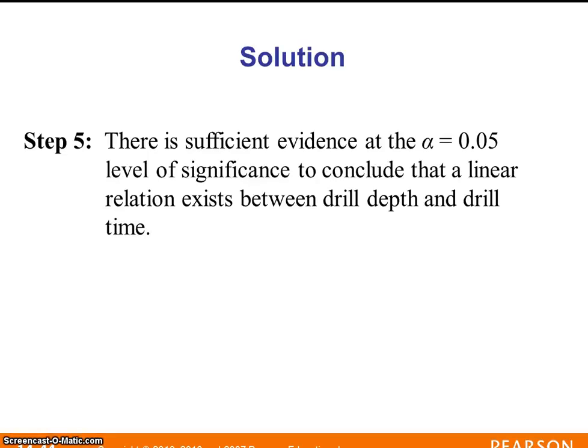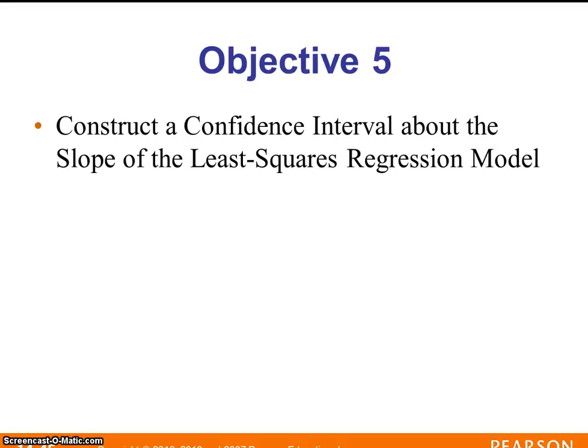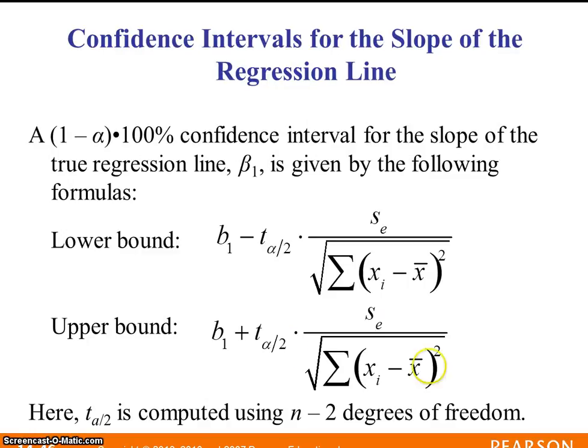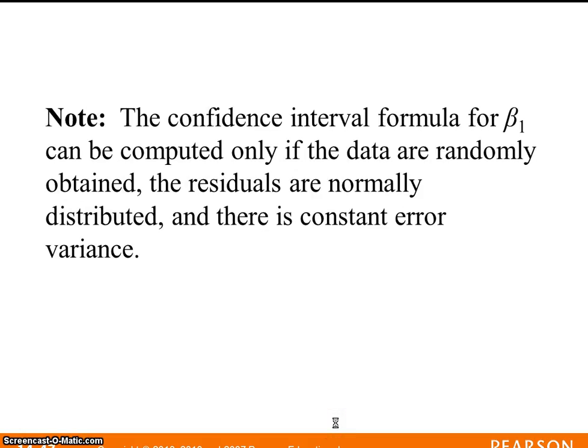The one last thing we want to look at here is to construct a confidence interval, which is another way you could test the hypothesis if you wanted to. But again, we're mainly emphasizing the classical and p-value approach. These would be your intervals for your lower bounds. You can see this is basically what we just calculated, and then you're adding or subtracting the same value here. The one thing to note is that the confidence interval formula for beta sub 1 can be computed only if the data are randomly obtained, the residuals are normally distributed, and there is constant error variance.